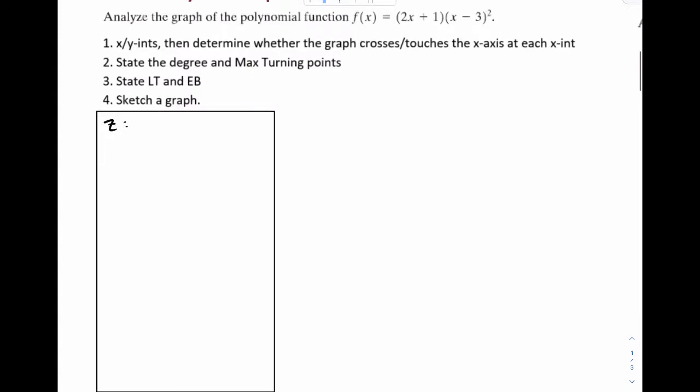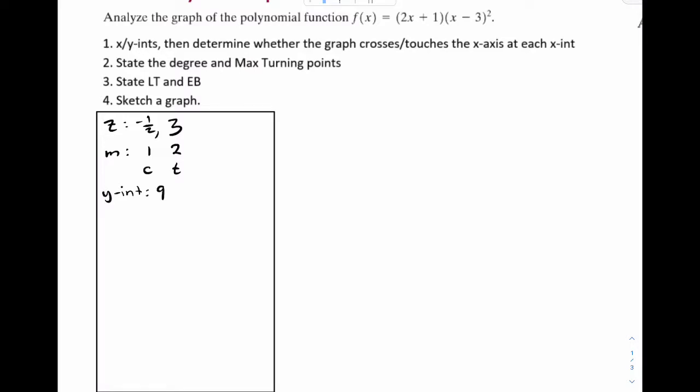So let's solve that mentally. That'd be -1/2, +3. The multiplicity is going to be 1 and 2, and that's going to mean a cross and a touch. The y-intercept, plug in 0 in your head, you're going to get 9.